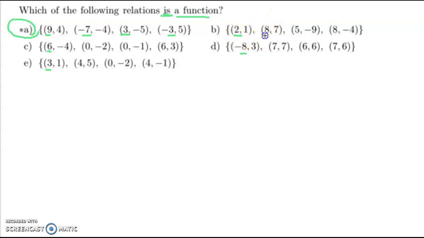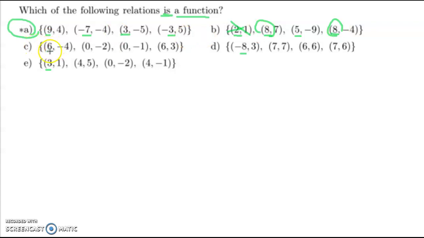This one for B, we have a 2, an 8, a 5, an 8. Okay, well the 8 here and the 8 here are the same. So this is not a function because the 8 is going to a 7 and the 8 is going to a -4. So that becomes a 1-to-2 correspondence.